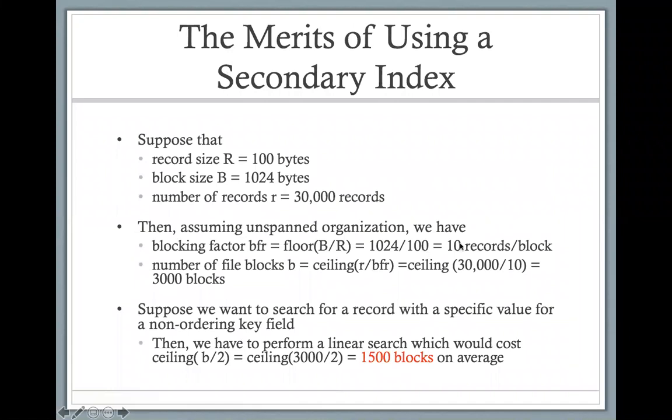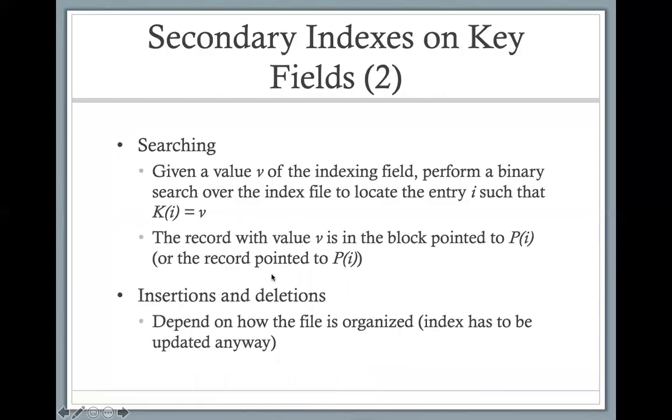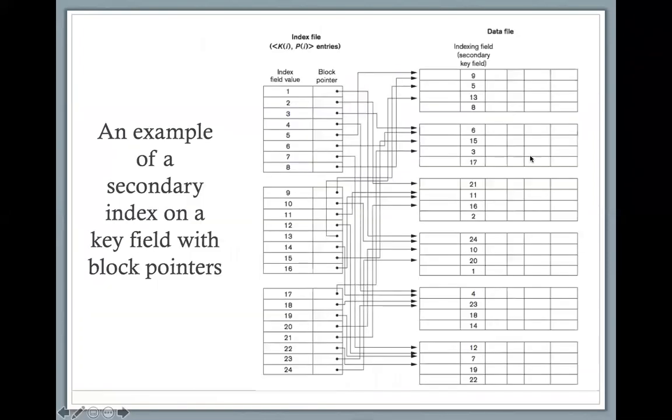The blocking factor is going to be 10 records per block, because I have 1024 bytes divided by the size of the record, which is 100. That's 10 records per block. These calculations are important, so expect something similar in the exam. Number of file blocks is equal to 30,000 divided by 10, the blocking factor. You get 3,000 blocks. So in total, I need 3,000 blocks to store our file.